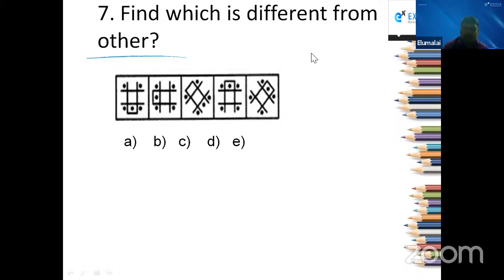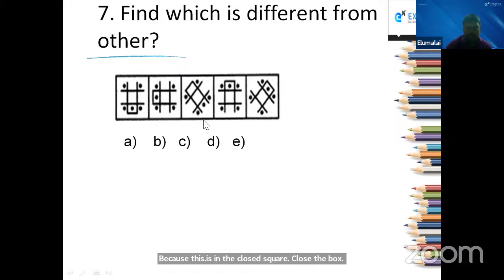Why is your answer correct? Because this dot is in the closed square, closed box. Here it is not closed. It is closed, it is closed. So this one is the odd man, isn't it? Yes. Based on the directions. Good. Because of the dot, good. Great.